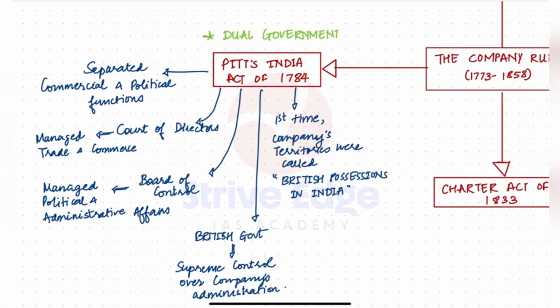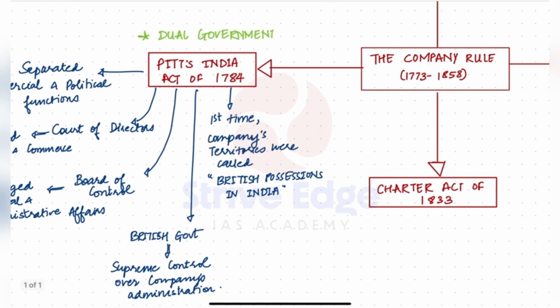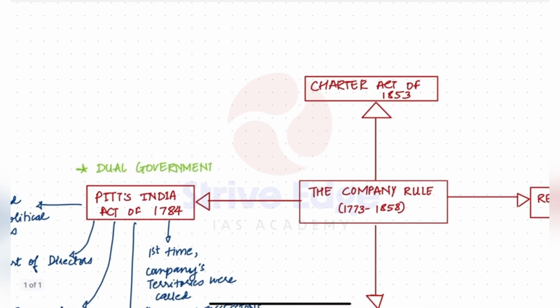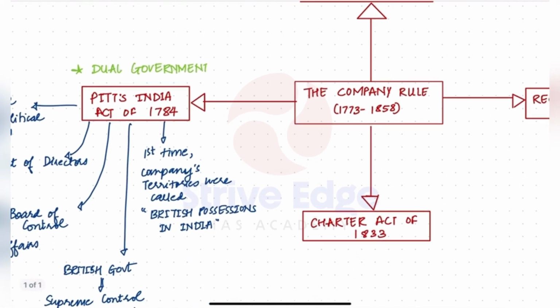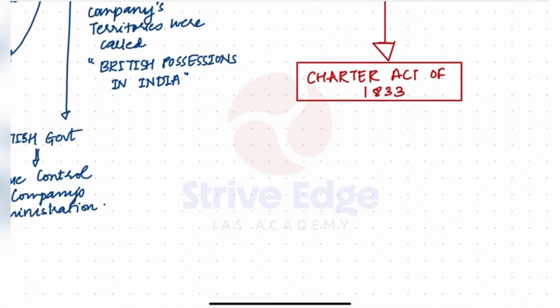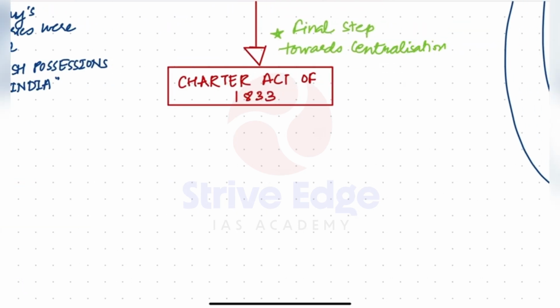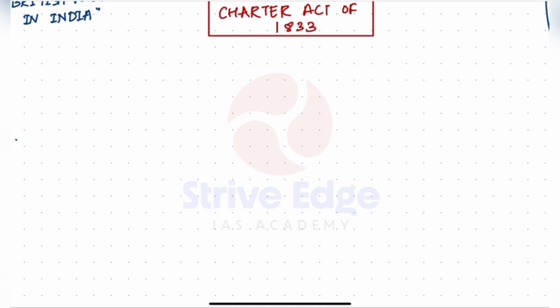After that, the centralization and legislative developments took place during the years of 1833 and 1853. The Charter Act of 1833 was the final step towards centralization. By 1833, the British had consolidated their power. This act marked the end of East India Company as a commercial entity and completed the process of centralization. Following are the features of Charter Act of 1833.